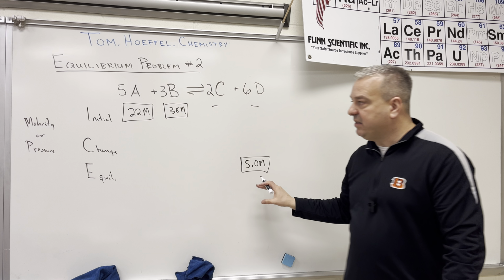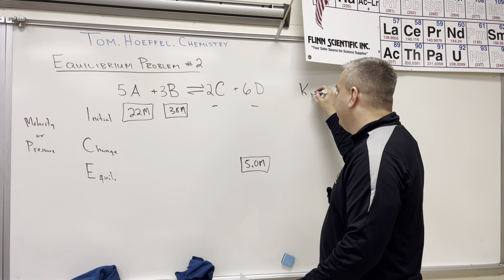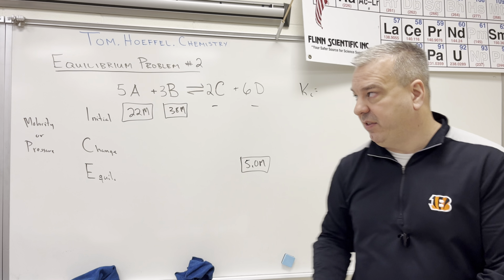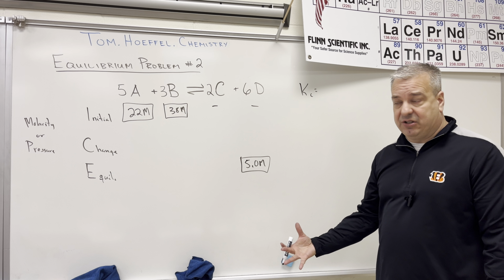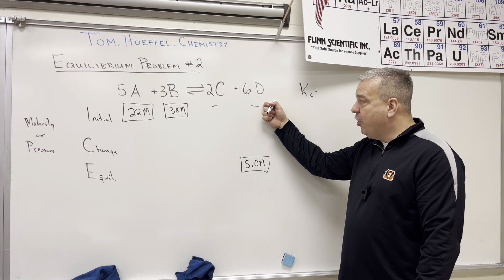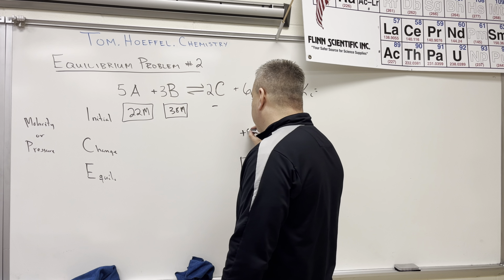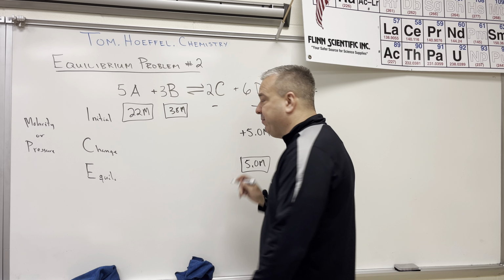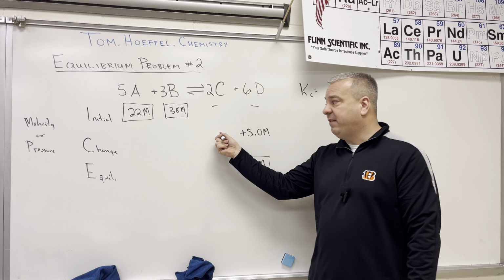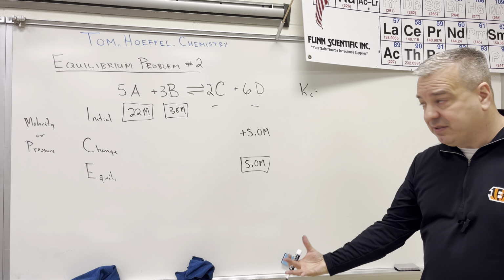Everything in a square up here are the givens in the prompt, and the question is asking, what is K sub C equal to? We need to figure this out using an ICE chart again. The first thing I notice is that this starts out with no D and it jumps up to 5 D. So I know that the change in D is 5 molarity. As soon as I know the change of one of them, I can figure out the change of all of them using my stoichiometry skills.